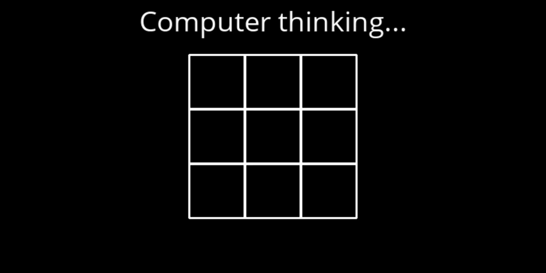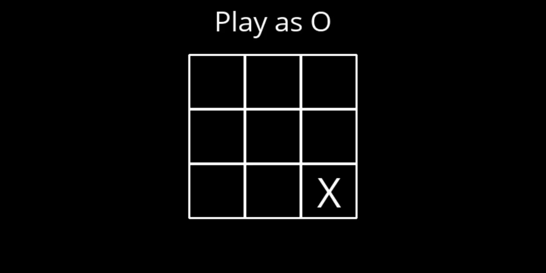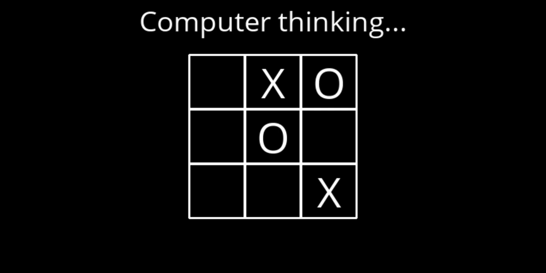So if I pick that I'm going to play with O, now the computer then chooses to play as, well, he has to play as X. And now I continue playing, he's playing X's and I play O's.